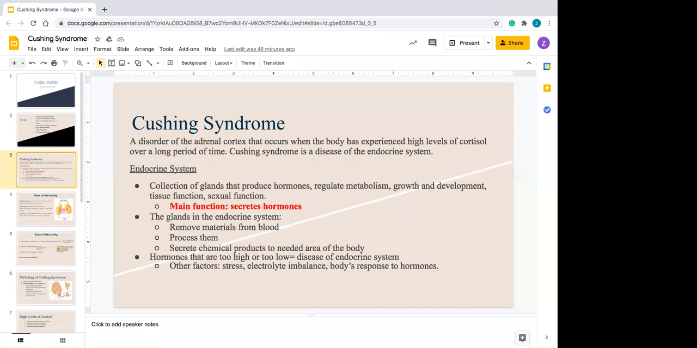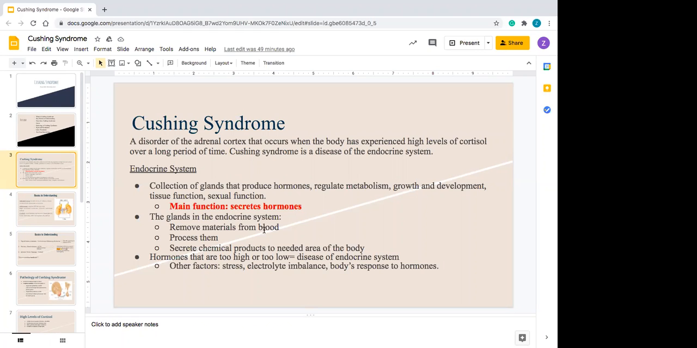of the adrenal cortex that occurs when the body produces or experiences high levels of cortisol. It's a disease of the endocrine system. So, just to give you a little background of the endocrine system, its main function is to secrete hormones. It regulates metabolism, growth and development, tissue function, and sexual function. Essentially, the endocrine system removes materials from the blood. They process them and then they secrete chemical products to the needed area of the body.